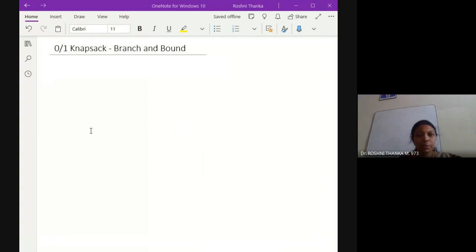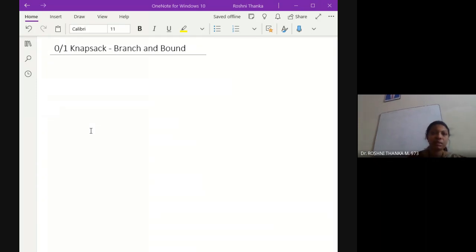This class we are going to discuss 0/1 knapsack using branch and bound. Until now, you may know how to solve this 0/1 knapsack problem in many different ways. Maybe you have learned about the greedy method and the dynamic programming method. Also, you know how to solve 0/1 knapsack using backtracking. So now we are going to see how to solve this 0/1 knapsack using branch and bound. Let's see an example. Then you will understand why it is called branch and bound.